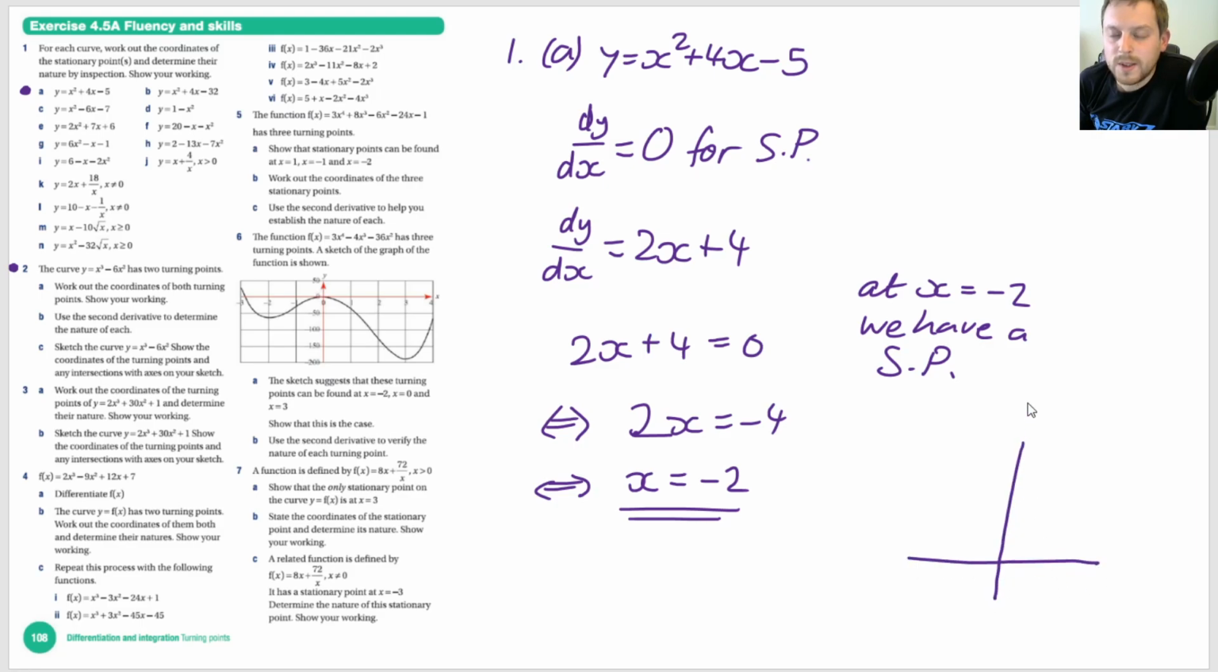it says to do it with inspection. So I'm just wondering, I think if you look, this factorizes as x minus 1, x plus 5.